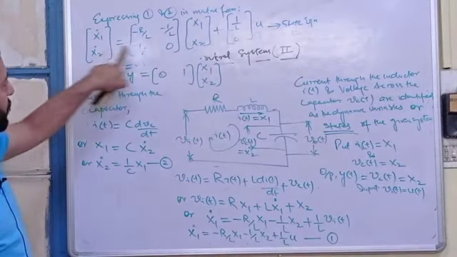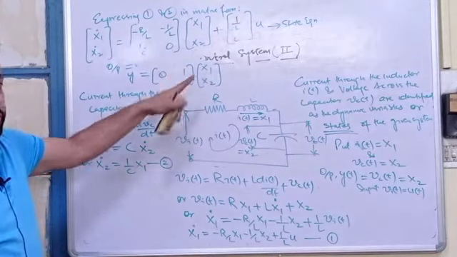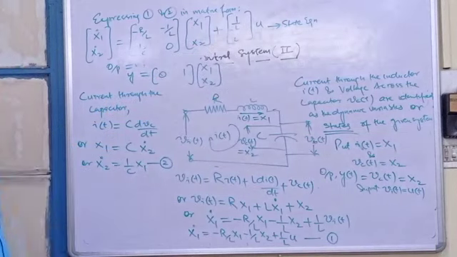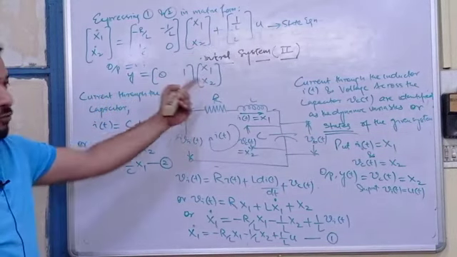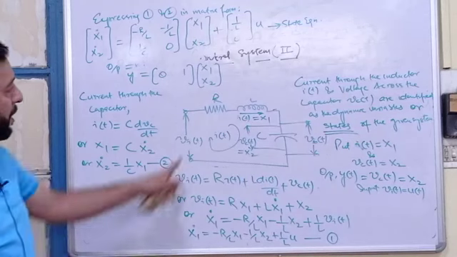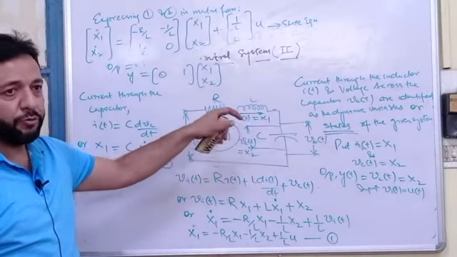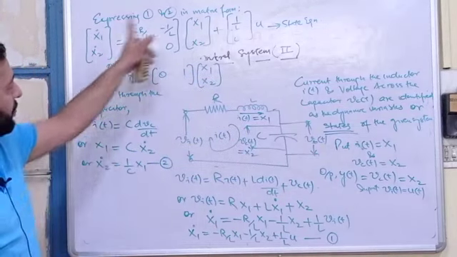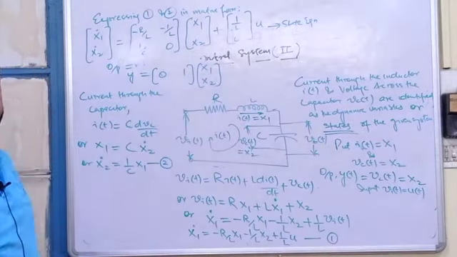This is 2 cross 2, this is 2 cross 1 and so on. How many inputs do you have? 1. So that's why you get only one column here. How many outputs do you have? One output. So that's why you get one row here. If you had two outputs, say you also took the current through the inductor as an output, you would have another row. So this is the state space model for the system.